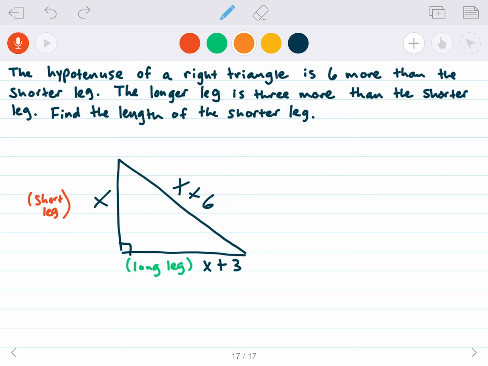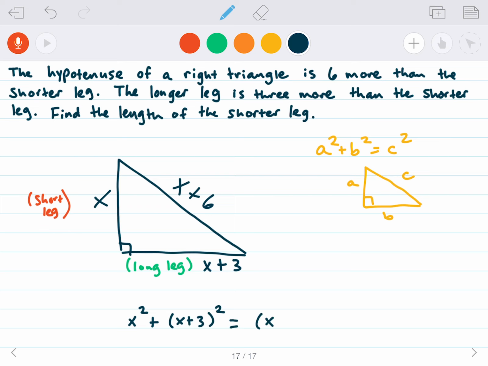So how do we deal with right triangles? We deal with right triangles using the Pythagorean theorem. The Pythagorean theorem tells us a squared plus b squared equals c squared when we have a right triangle. C is always the hypotenuse, which is across from the 90-degree angle. So in our case, a is x, so we get x squared, plus b is x plus 3, so (x plus 3) squared, equals the hypotenuse squared. Our hypotenuse is x plus 6, squared.